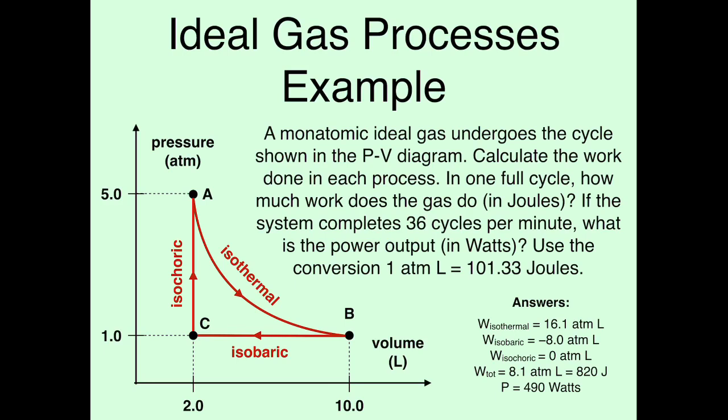Okay, so those are the answers. For the isothermal process, we had 16.1 atmosphere liters. For the isobaric process, we had -8 atmosphere liters. No work done at all for the isochoric process, so 0. And then when you add those together to get the total for the cycle, we got 8.1 atmosphere liters, which is the same as 820 joules. And then when we calculated the power output, we got 490 watts. Okay, so that's how that problem works.